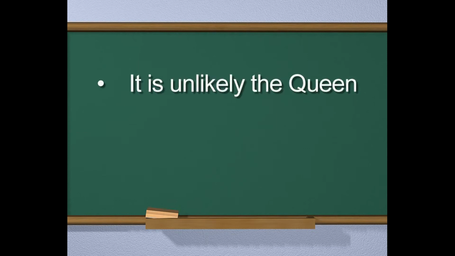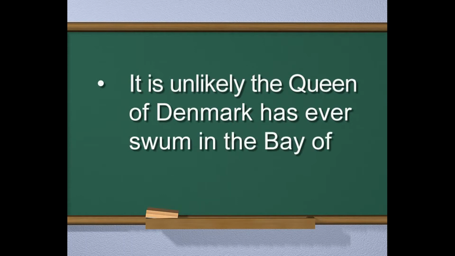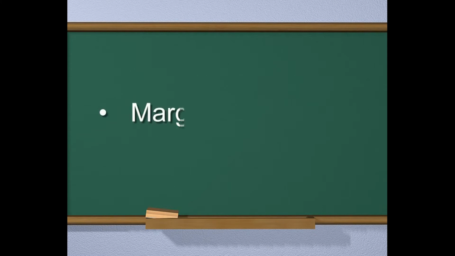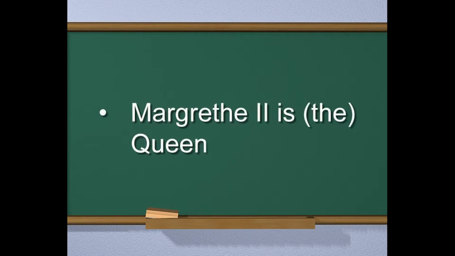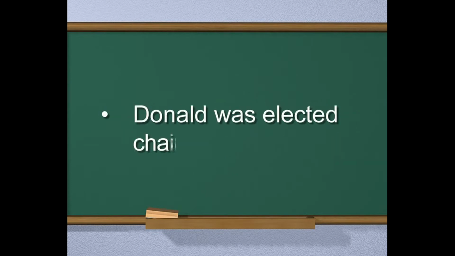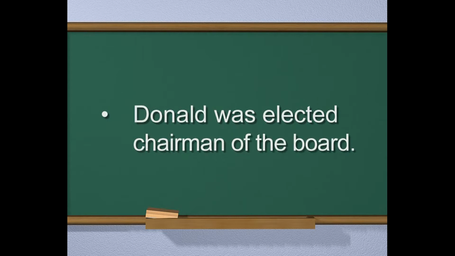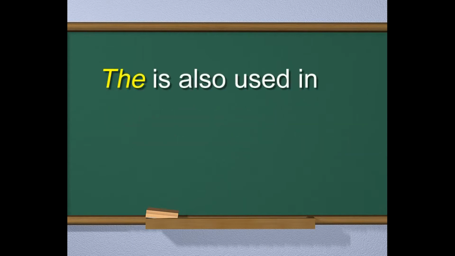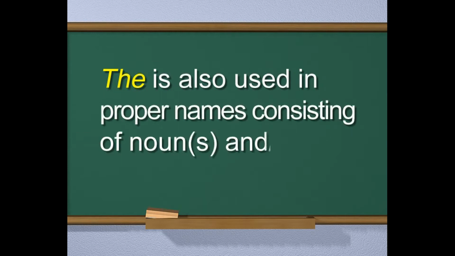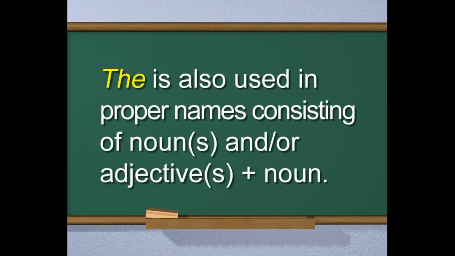It is unlikely the Queen of Denmark has ever swum in the Bay of Bengal. Margaret II is the Queen of Denmark. Donald was elected chairman of the board. The is also used in proper names consisting of nouns and or adjectives plus noun.